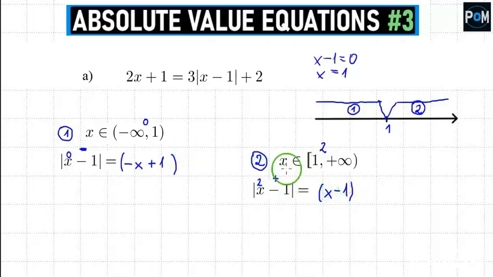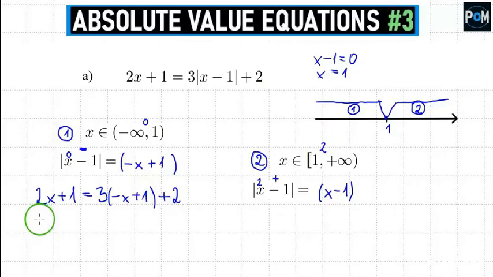We need to calculate both these cases now. For the first case, I'll take the example above and replace the absolute value with this parenthesis. No changes for now. And here, after the 3, there was an absolute value. So instead of this absolute value, I'll insert this bracket plus 2. And now I have an equation that I need to solve. I'm solving 3 times negative x is minus 3x. 3 times 1 is positive 3 plus 2.